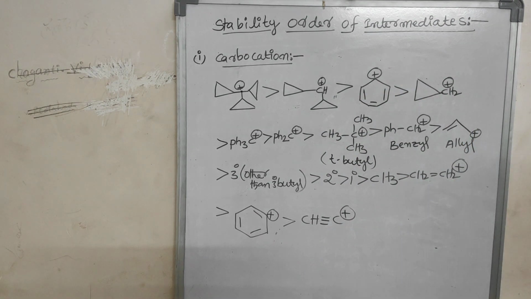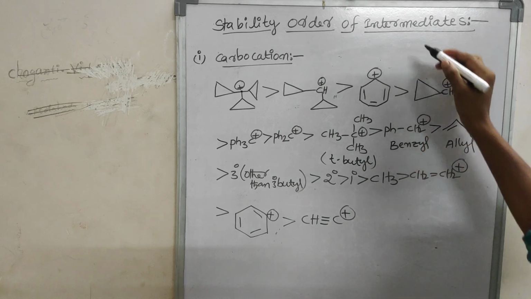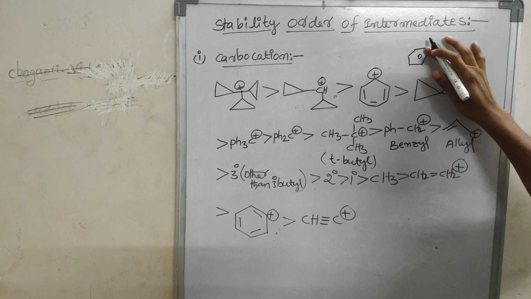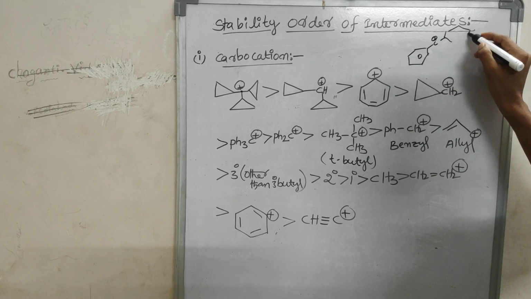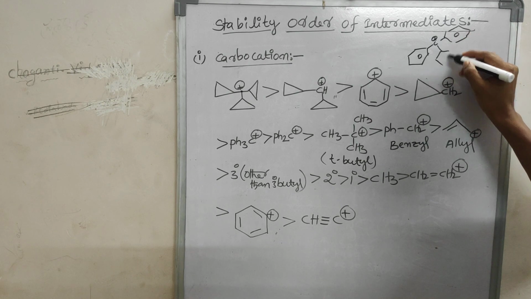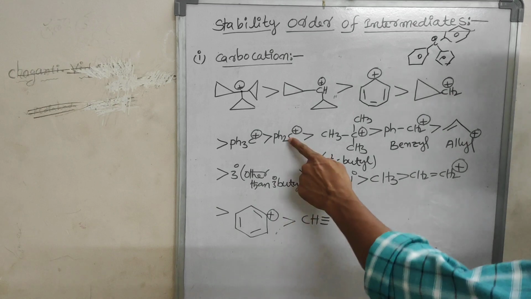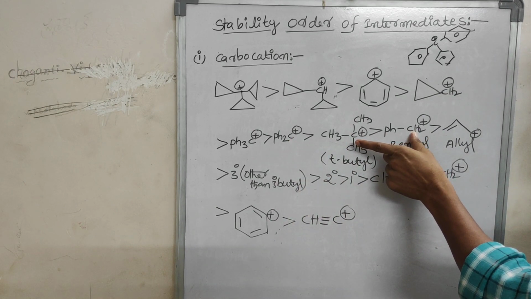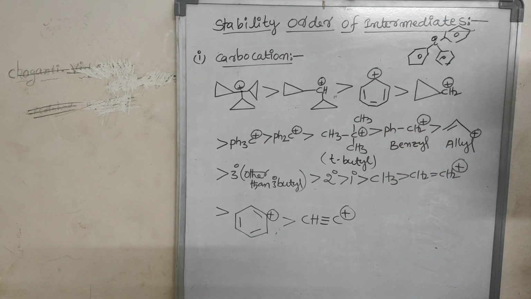Coming to phenyl groups, you know phenyl groups. This is 3 phenyl groups: a phenyl group carbocation means 1 benzene ring like this, here also 1 benzene ring, and here also 1 benzene ring. 3 rings are greater than 2 rings, and 2 rings are greater than 1 ring. 1 benzene ring carbocation is commonly known as benzyl carbocation.